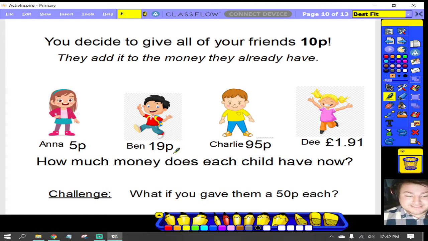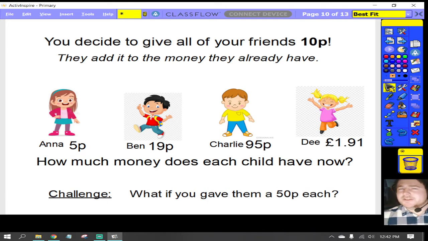Ben has 19 pence. Charlie has 95 pence. And Dee, look, she's got a lot of money. She's got £1 91 pence. So we need to add 10 pence to all of them. So, how much money does each child have now? And how are you going to work it out? I'm going to pause there and see if you can do it. Off you go.